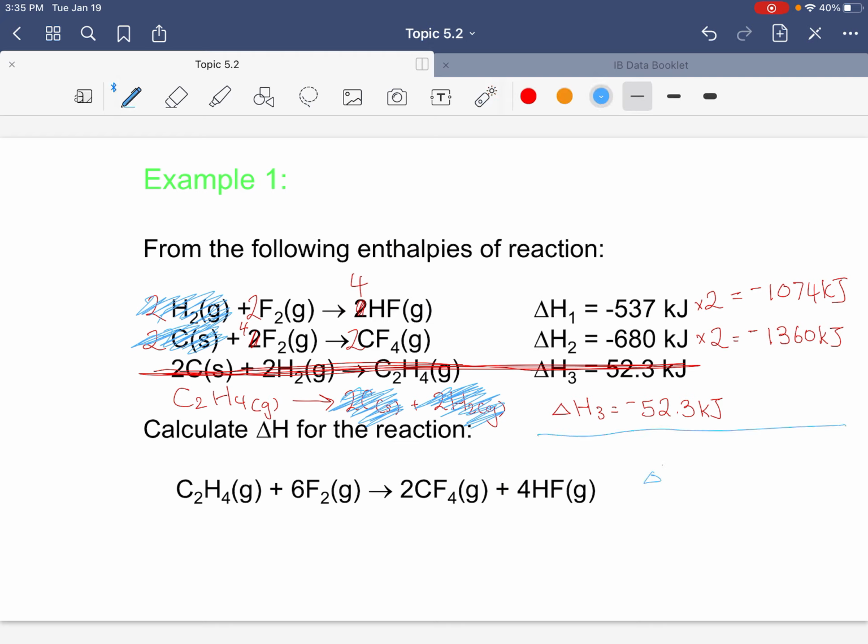I'm going to take delta H1, the new one, plus the new delta H2, plus the new delta H3, and I'm going to add them all up. And what I'm going to get is negative 2,486 kilojoules for this reaction.